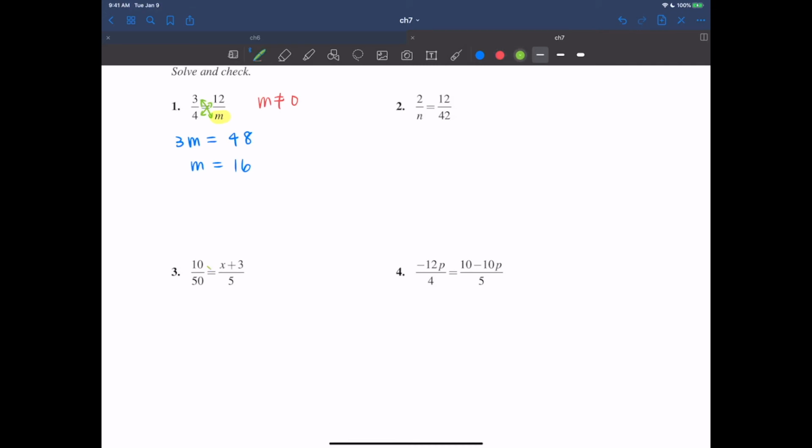That's number 1. Number 3, again we have another proportion. So cross multiplication, 50x plus 150 equals 50. Move that 150 to the other side. We have 50x equals negative 100. Divide both sides by 50, x is negative 2. Do we have any restrictions? No, because we don't have variables in the denominator. So we could safely say that the answer is probably correct.